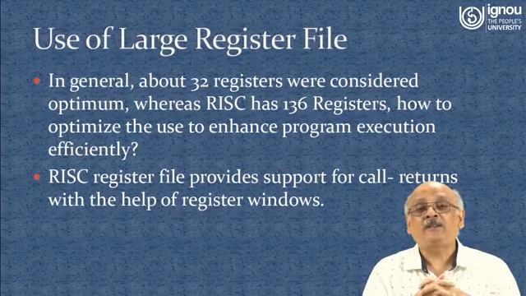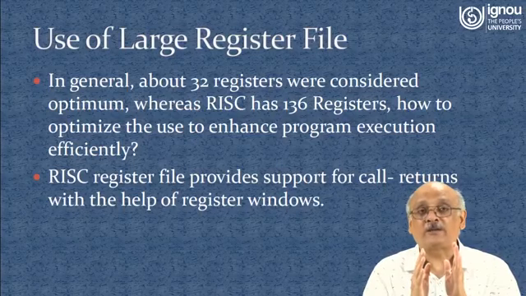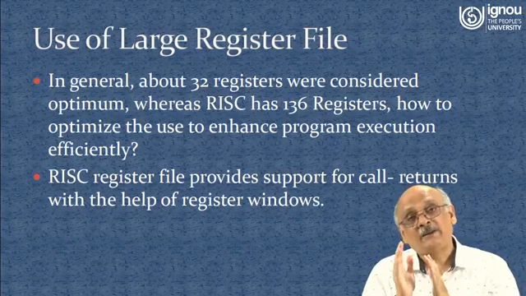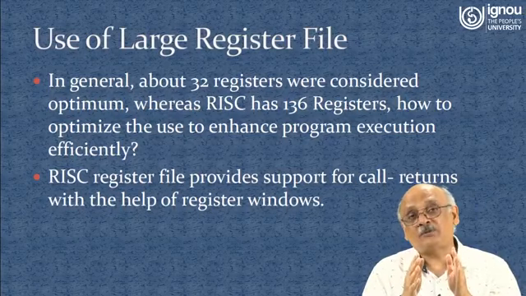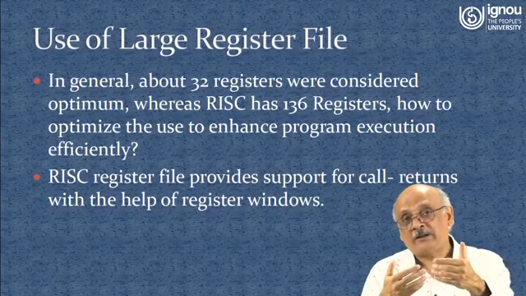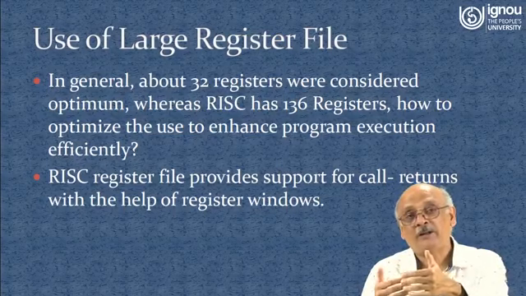It provides support for call and return with the help of register windows. Now this is one of the most important concepts. In fact, there are two important concepts in RISC. One is this large register file and the second one is pipelining. Now this concept goes very simply: only 32 registers are required at a time for optimizing the execution of a particular program.